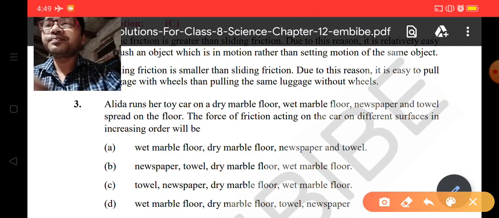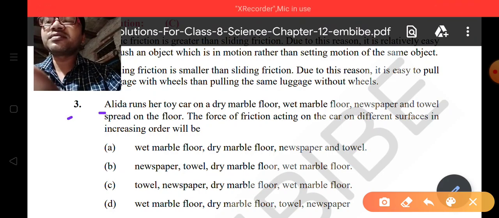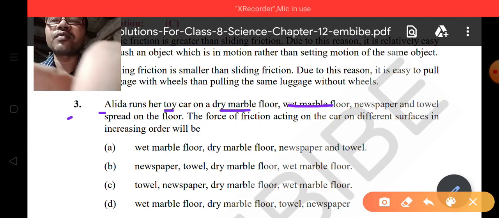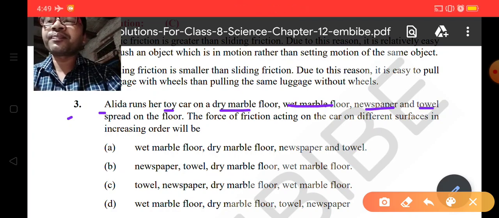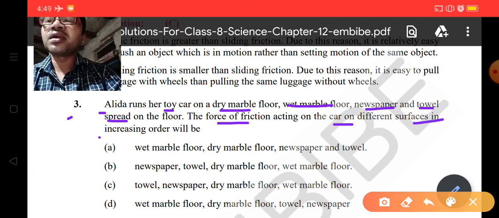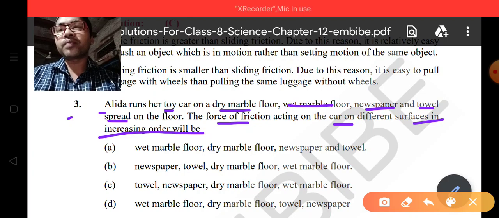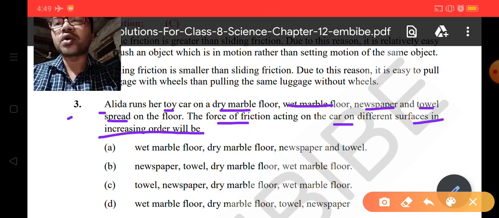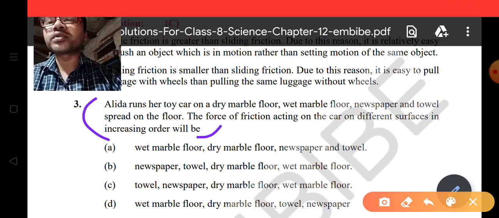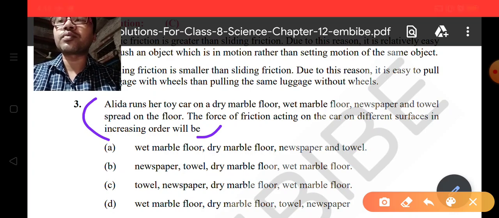Let's see the next one. Elida runs her toy car on dry marble floor, wet marble floor, and newspaper and towel spread on floor. The force of friction acting on the car on different surfaces in increasing order will be. So you have to write down the force in increasing order. So you can see this is the question. Read out the question by yourself and try to understand the meaning of the question. That is, you have to write down the frictional force in increasing order.